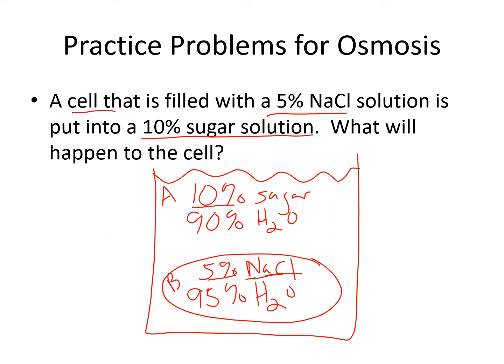So the hypotonic solution has the lower concentration of solute. 5 is lower than 10, so this is the hypotonic solution. And just to double check, the hypertonic solution, hyperactive kid, higher level of activity. The hypertonic solution has the higher concentration of solute. 10 is higher than 5. So the beaker solution, the environment, is the hypertonic solution.